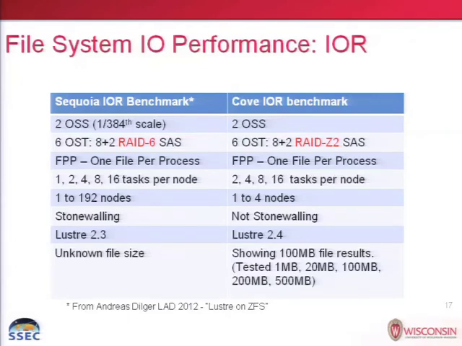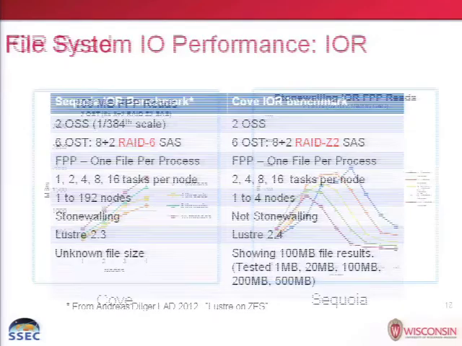Next, we looked at I/O performance with IOR. Once again, the biggest difference here on our benchmarks is our RAID Z2. The information I found here was from Andreas Dilger's 2012 LAD presentation, Lustre on ZFS. Very conveniently, the slides had a 2 OSS example. They had run at 1/384th scale, which is funny. Other big differences there was stonewalling, ours is not a stonewalling test. I don't think it made a huge difference.